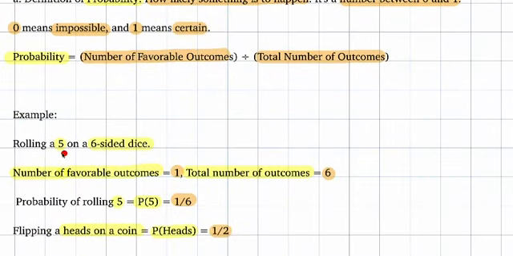For example, rolling 5 on a 6-sided dice. Our number of favorable outcomes is 1, and the total number of outcomes is 6. The probability of rolling 5 would be 1 over 6. What about flipping heads on a coin? We have 1 favorable outcome and 2 total outcomes, so it's 1 over 2.